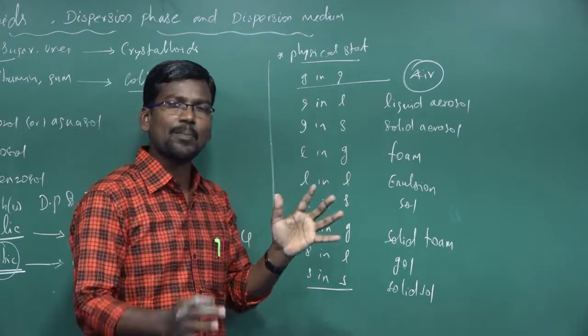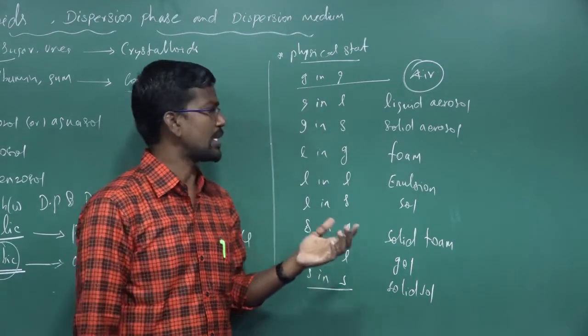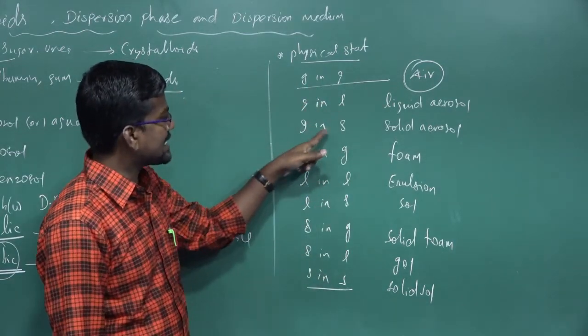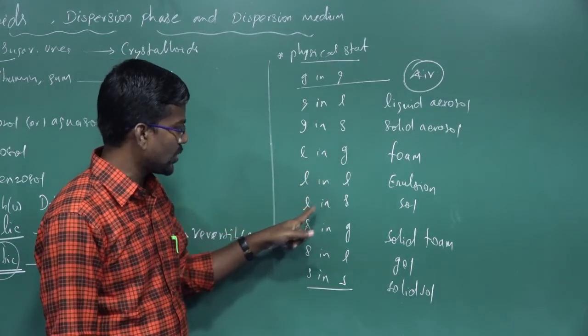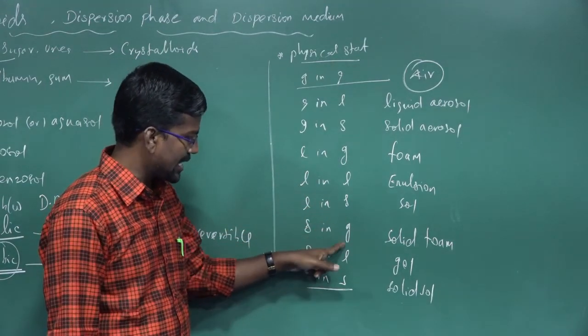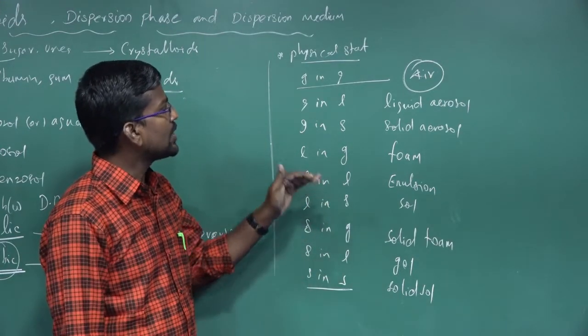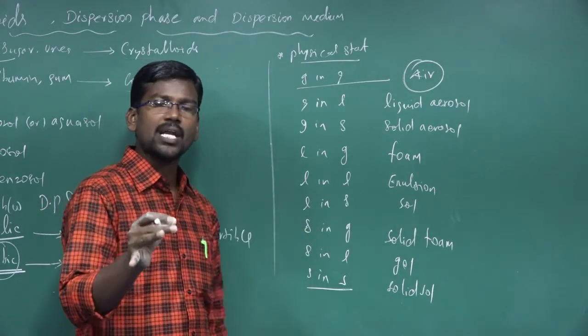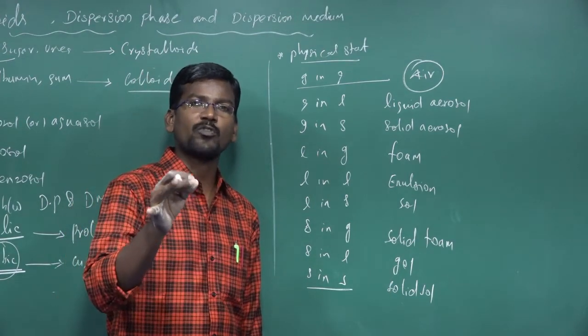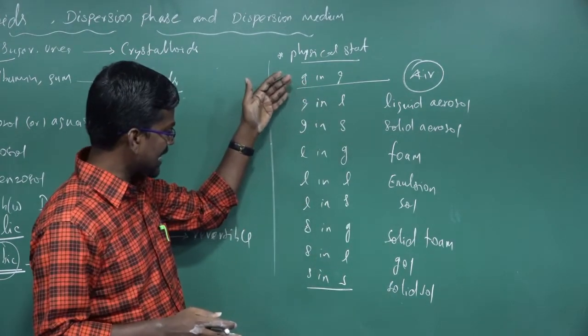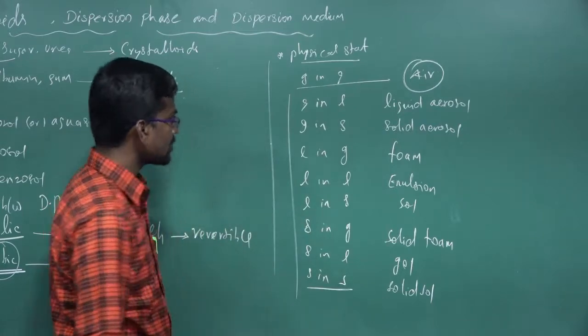Gas in gas is completely miscible and forms a true solution. Gas in liquid, gas in solid, liquid in gas, liquid in liquid, liquid in solid, solid in gas, and solid in liquid are colloidal substances. So depending upon physical state, these colloidal substances are classified into 8 types.